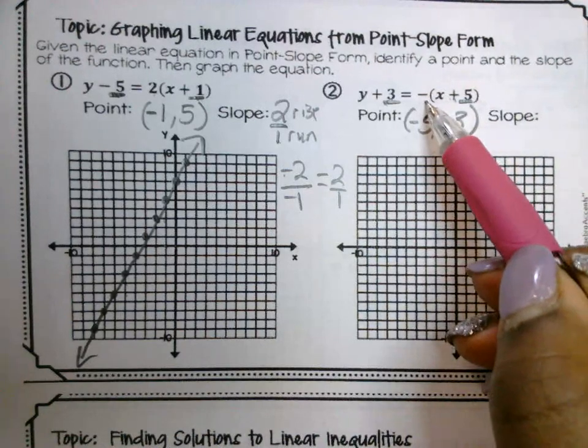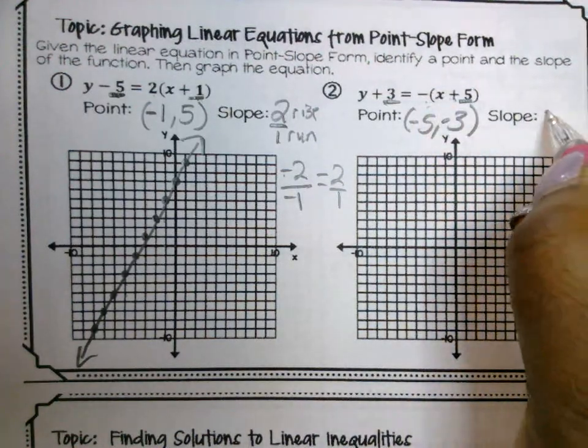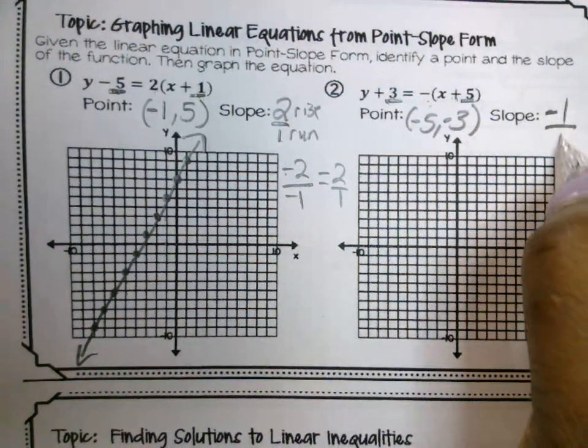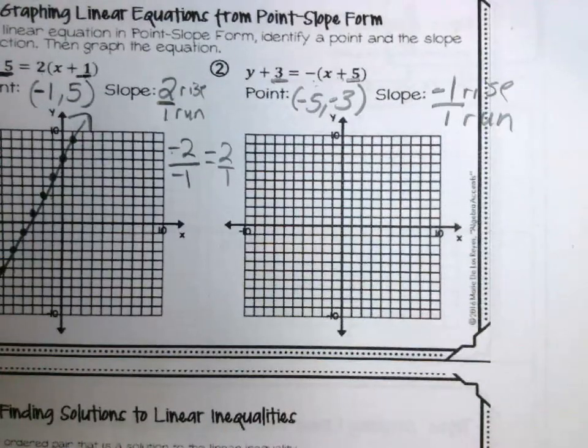Slope, the number that's automatically here, if you don't see it, is a 1. So this is going to be a -1. So that's -1 over +1. Rise over run. Any questions about that?